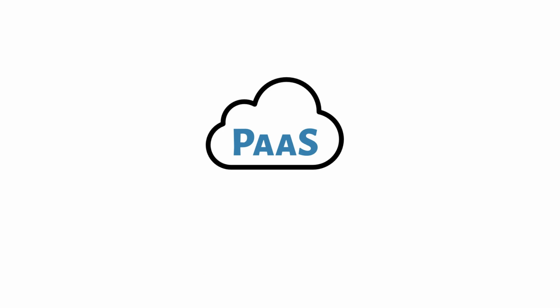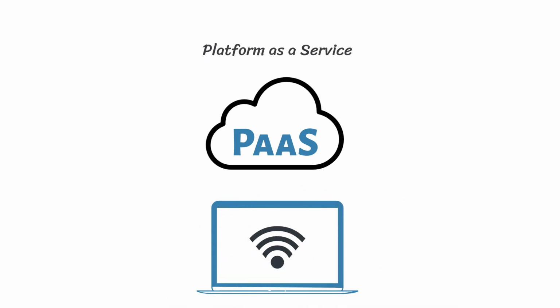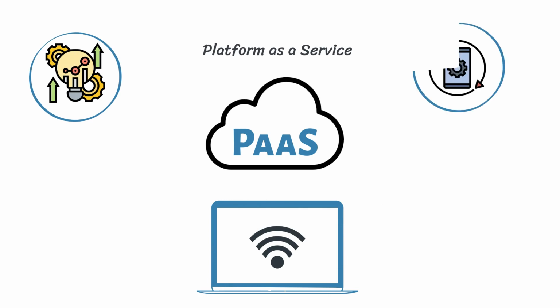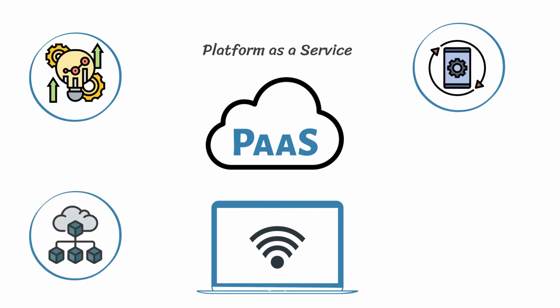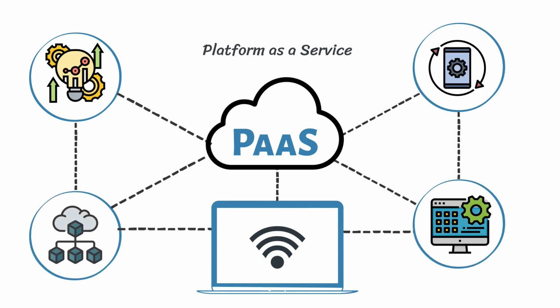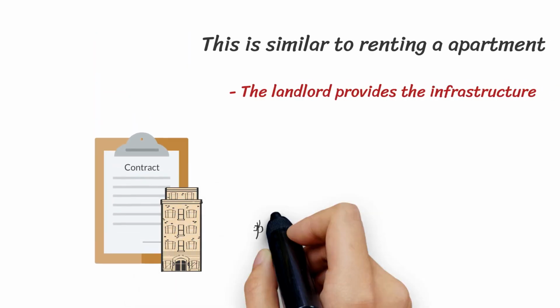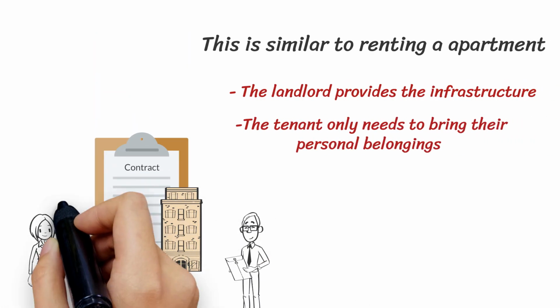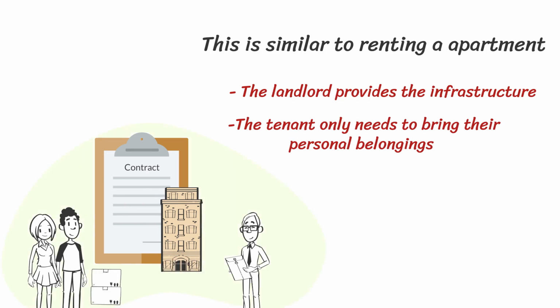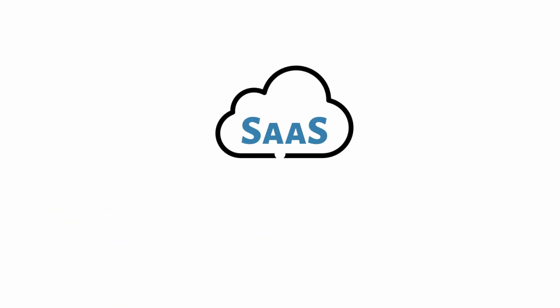Next is PaaS, which refers to platform as a service. The cloud provider offers a platform for customers to develop, run, and manage their own applications. The provider manages the underlying infrastructure, and the customer can focus on building their applications. This is similar to renting an apartment, where the landlord provides the infrastructure and the tenant only needs to bring their personal belongings.